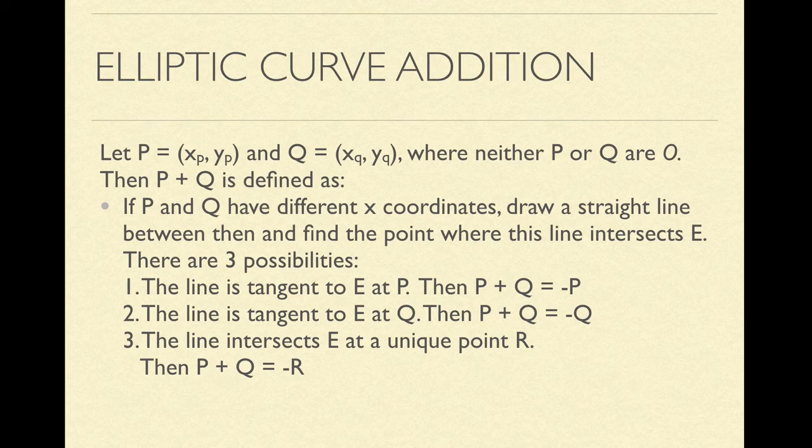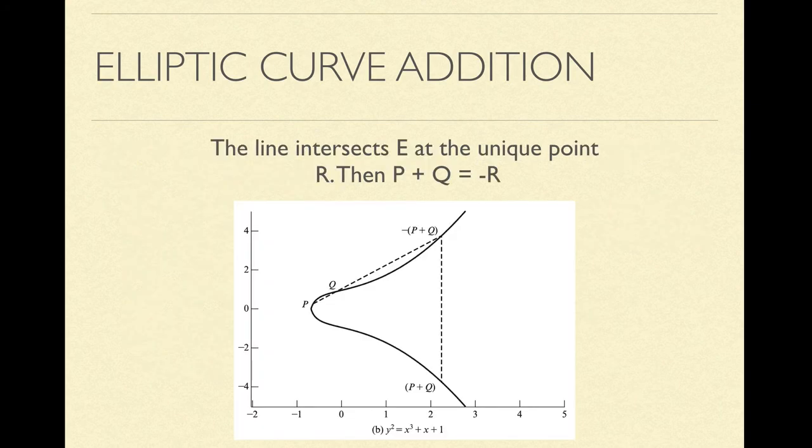And then the third possibility is the one that we discussed. This is the simplest case, where it intersects at a unique third point, in which case P plus Q is defined as the negative of that point. So that's that graph again, where we drew the line through P and Q. We found that unique point of intersection. If we call that R, then P plus Q will be equal to negative R, or the additive inverse of R.